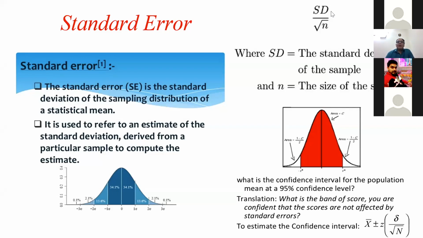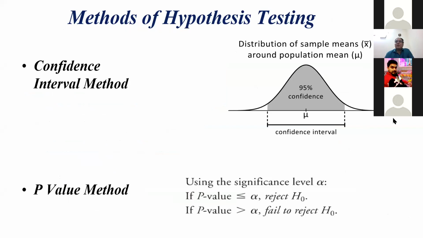Okay. Now I am telling you there are two methods of hypothesis testing. The first method is called confidence interval method, and second method is called p-value method. So to explain these methods, I have to explain the concept of confidence interval method and p-value method. These two methods I can explain only by explaining on a whiteboard. This is the whiteboard, and I am going to use this whiteboard.